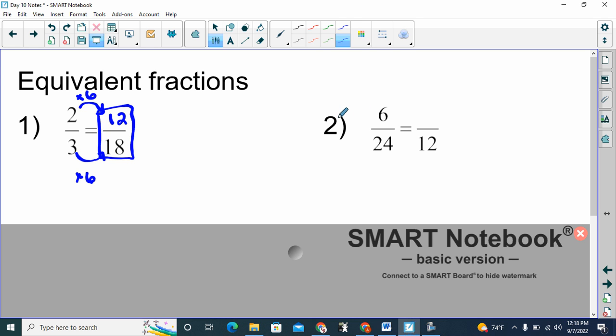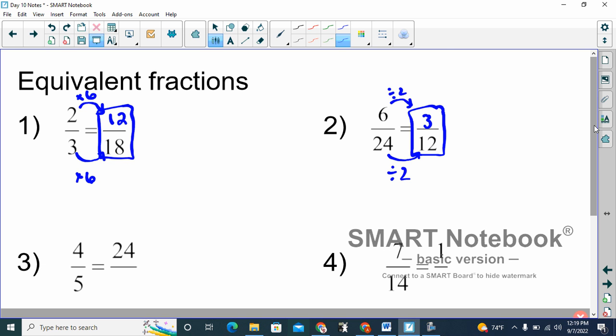Number two, I'm given 6 over 24 is the same as blank over 12. To go from 24 to 12, I'm not multiplying, I'm dividing by 2, or you could do times 1/2. So I divided 24 by 2 to get 12, so I need to divide the top by 2. That gives me 3. 6 over 24 is the same thing as 3 over 12. You can only multiply or divide the top and the bottom by the same thing. You cannot add or subtract.